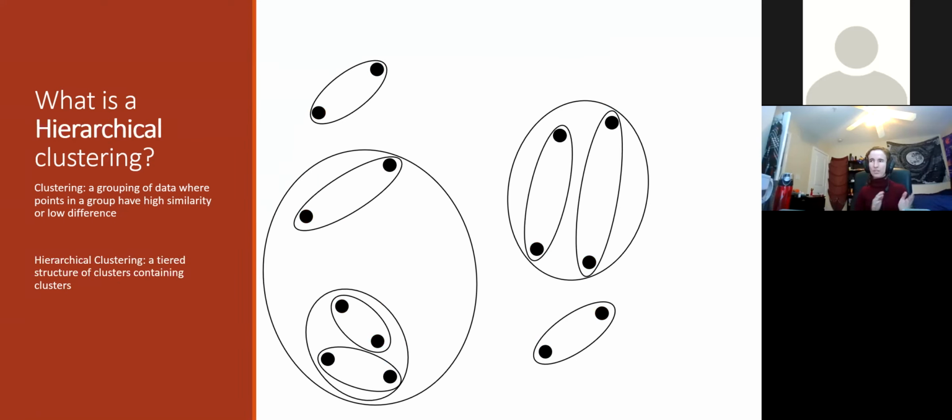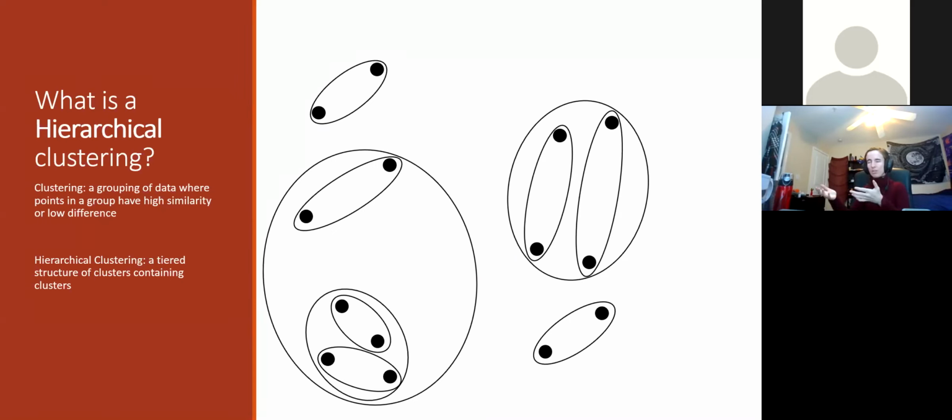Okay, now let's take a quick step back from fairness and look at the other aspect of clustering that we're considering in this paper, which is the hierarchical aspect. Hierarchical clustering is simply an extension of the standard clustering problem, where instead of just creating a flat clustering, you're creating a tiered structure of clusters containing clusters. What we see on the right is an example of a hierarchical clustering. We have clusters that are contained within clusters. You can traverse the structure up and down by looking at clusters of different resolutions.